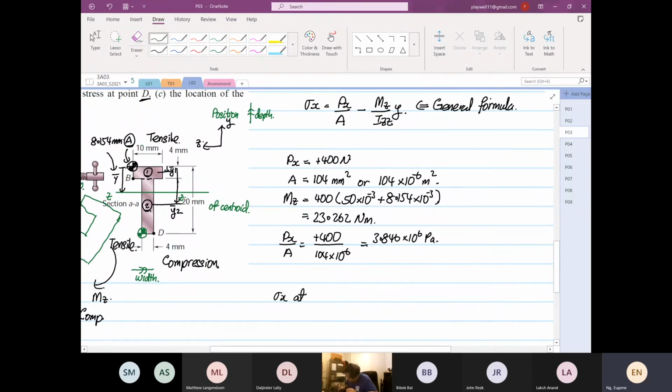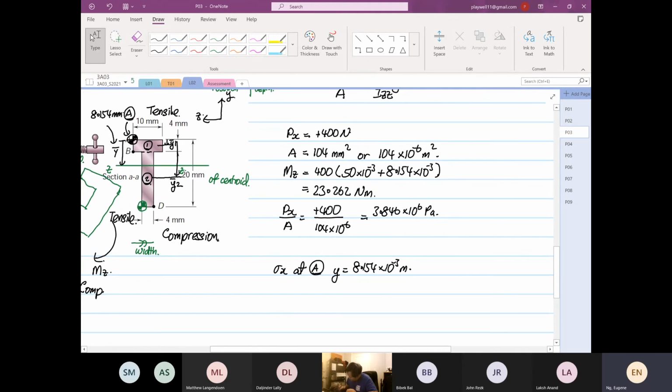Okay. So the first thing we're going to do is find stress X at point A, right, where y is equal to 8.154 times 10 to the power minus 3 meters. So stress X at point A will be equal to Px over A. We know that it's equal to positive 3.846 times 10 to the power 6. From here, we know that at point A, it is going to be tensile. So it's positive, right?